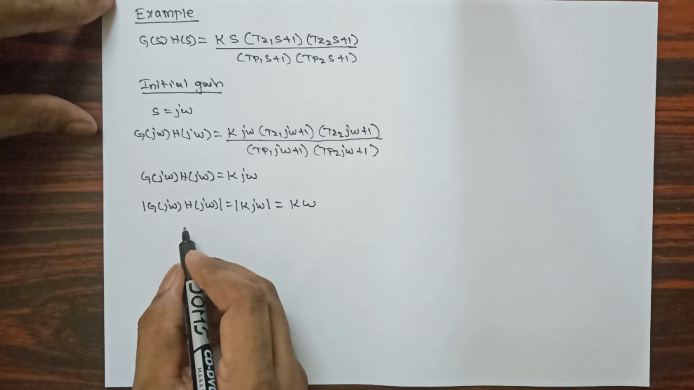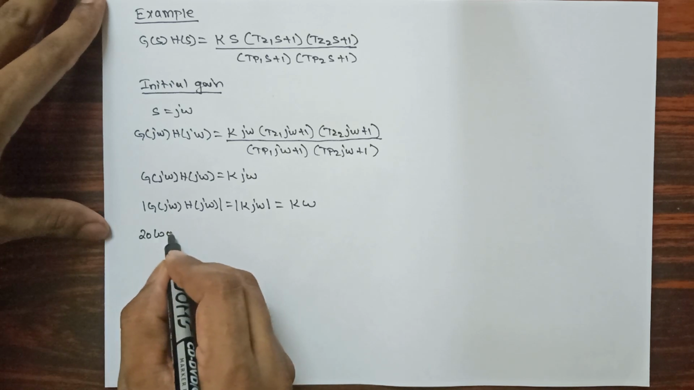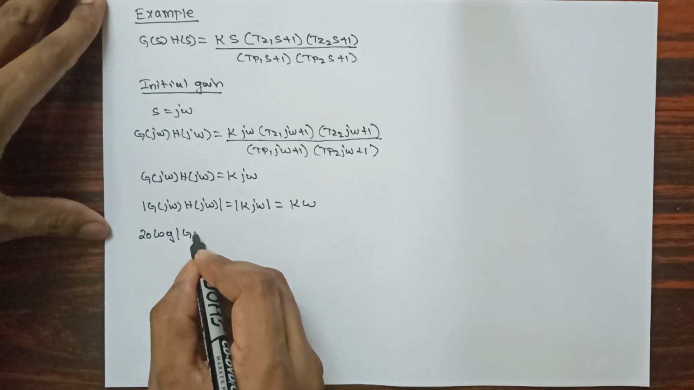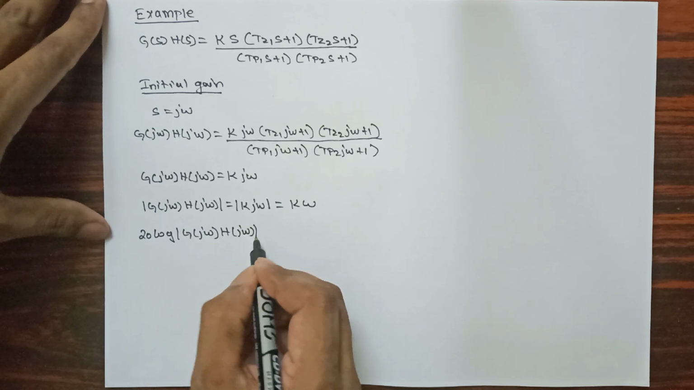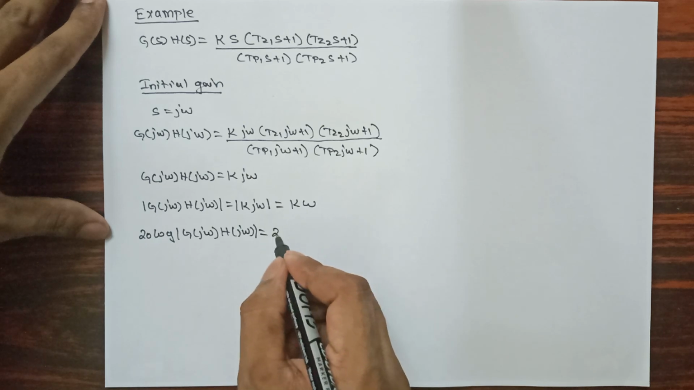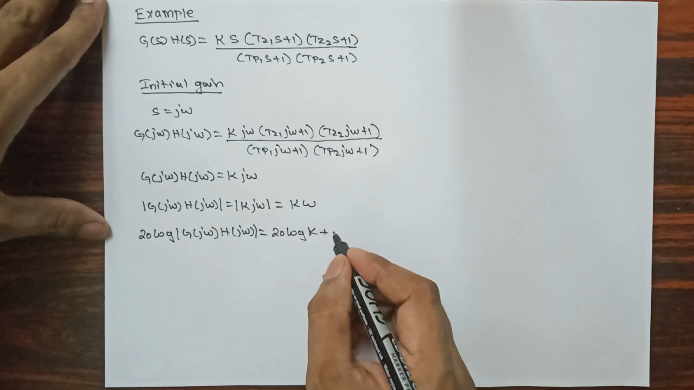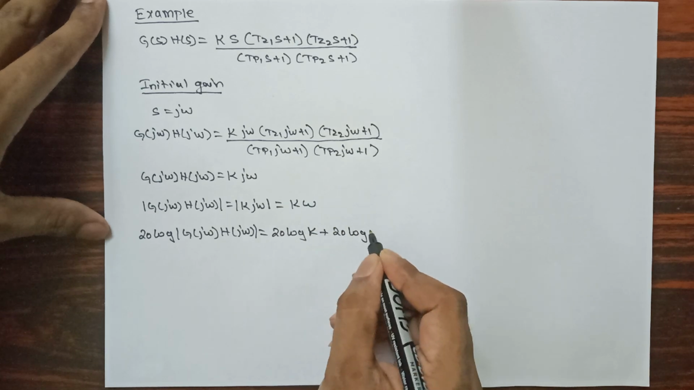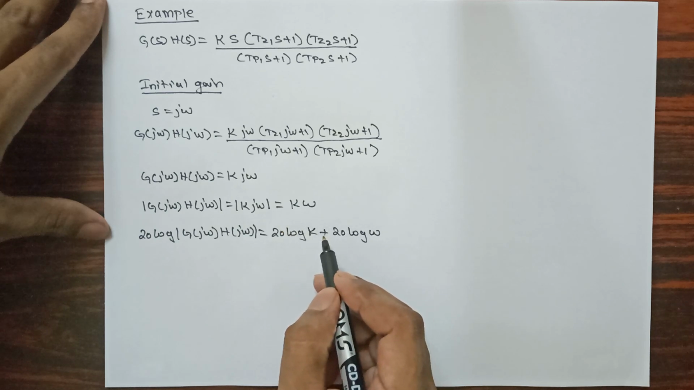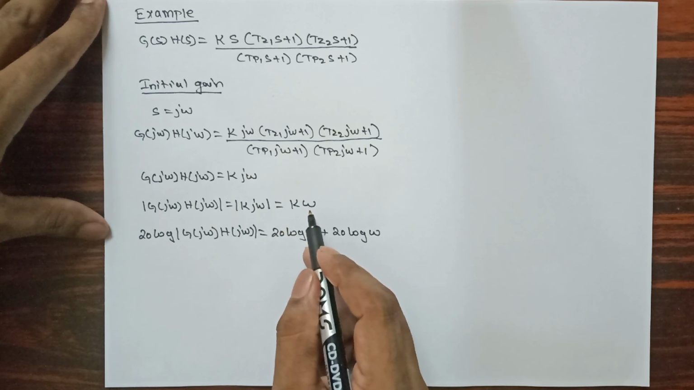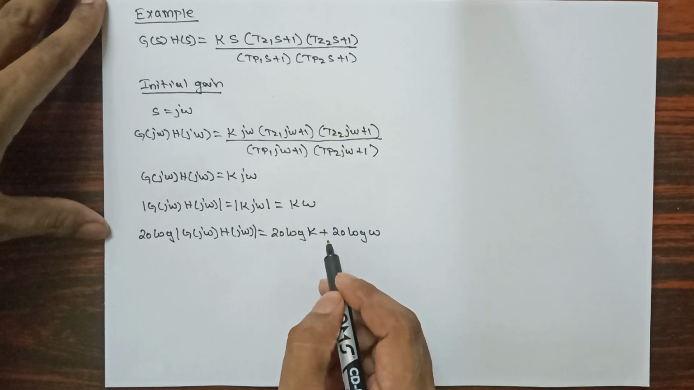So to get this value in decibels, by applying 20 log on both sides, 20 log of magnitude of G(jω)H(jω) is equivalent to 20 log K plus 20 log ω. When the pole was at the origin, we took the minus sign. Now the zero is at the origin, so the ω value is in the numerator, therefore we consider plus here.